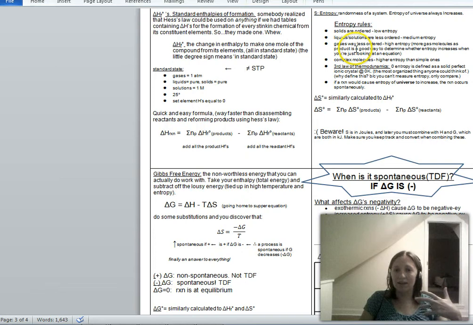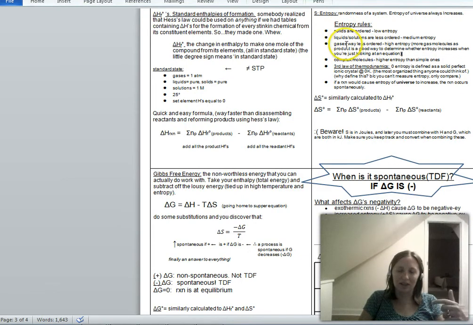Gases, however, are way less ordered. The particles can bounce around anywhere, and so there's a much higher entropy associated with gases than with liquids or solids. One type of question that you frequently run across is, do you think the entropy in this reaction is going to increase or decrease? The key to that question is looking at how much gas there is in the products versus the reactants. If your reaction makes more moles of gas, your entropy is increasing. If your reaction is decreasing the number of moles of gas, then your entropy is decreasing. So that's the key to that question.